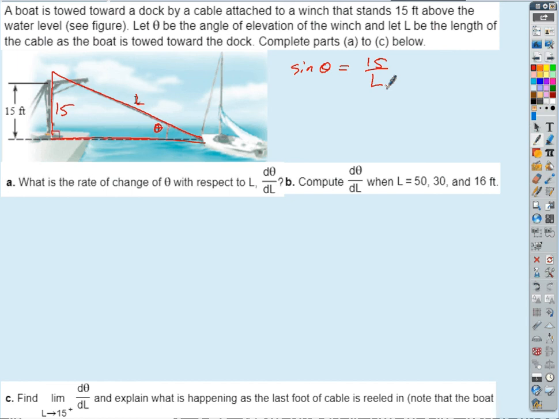Right? If I want d theta dl, we'll call that theta prime, I need to differentiate with respect to L. So when I do the chain rule, I'm going to get a theta prime popping out of that, which is d theta dl, right? Everybody get that? So we got two options, really.